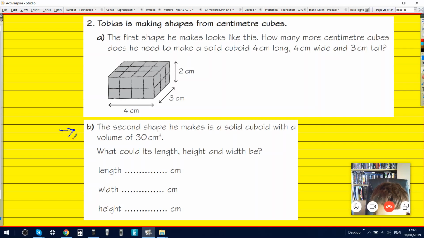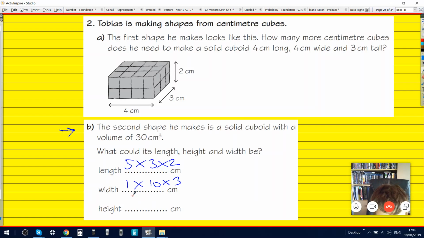So 3 numbers that multiply to make 30. I'm trying to think. Well, 5 and 3 and 2. 5 times 3 times 2. What if one of them was 1? So that would be 1 times 10 times 3. Okay. And one last one. Anything you like?